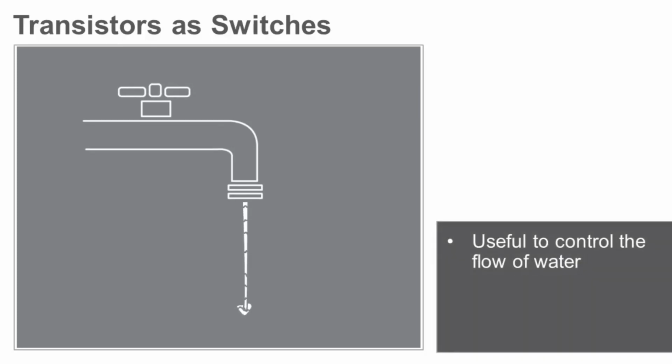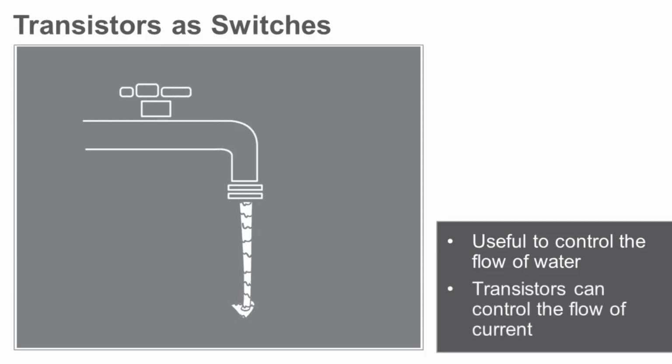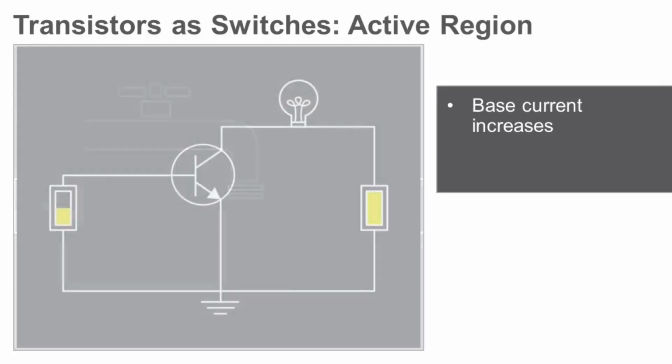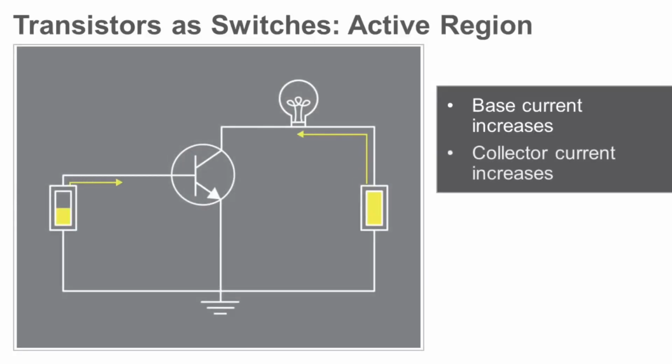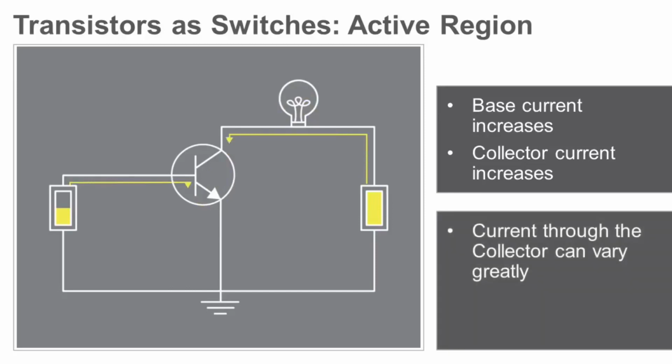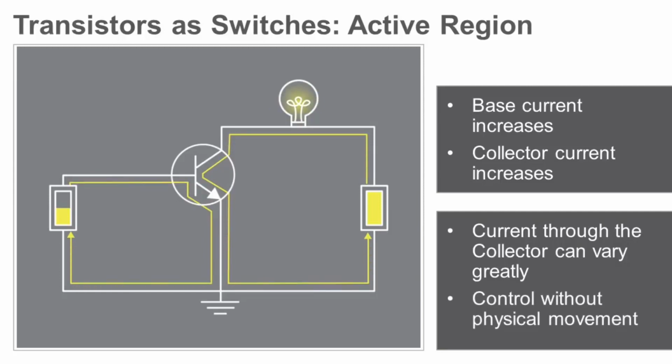In a transistor, you can change the current through the base, and a corresponding amount of current will flow through the collector. When the base current increases, the collector current increases, and likewise, when the base current decreases, the collector current decreases. The current through the collector can vary greatly, which gives control to whoever is operating the circuit. All this can be done without having to physically move any of the parts on the circuit. When this happens, the transistor is operating as an amplifier. When we use a transistor as an amplifier, the transistor is operating in its active region.